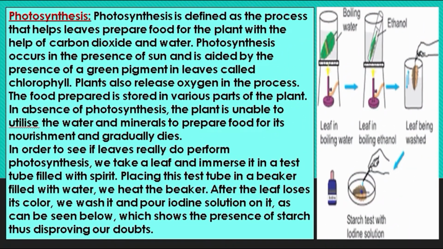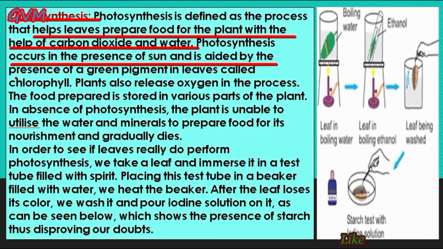Now students, the next important topic is photosynthesis. Students, photosynthesis is the process by which plants make their own food using carbon dioxide, water and sunlight, and also in the presence of a green pigment present in the leaves called chlorophyll.